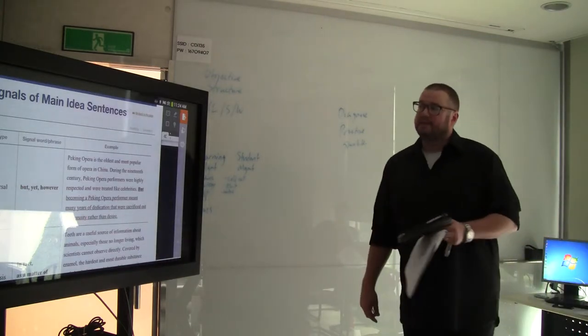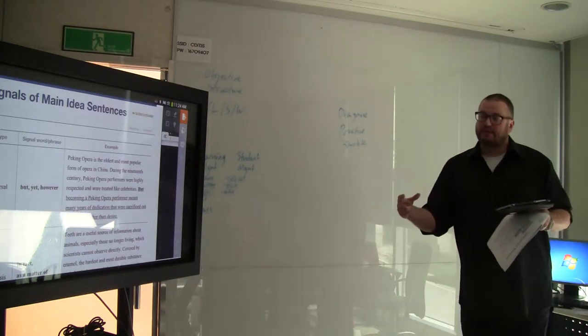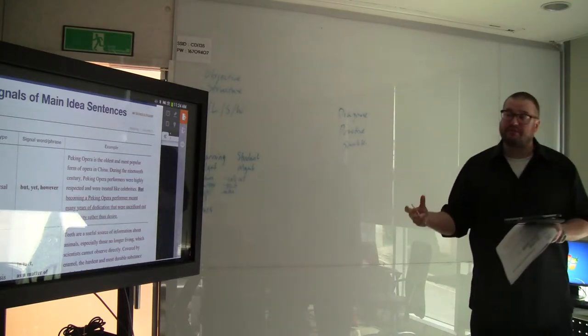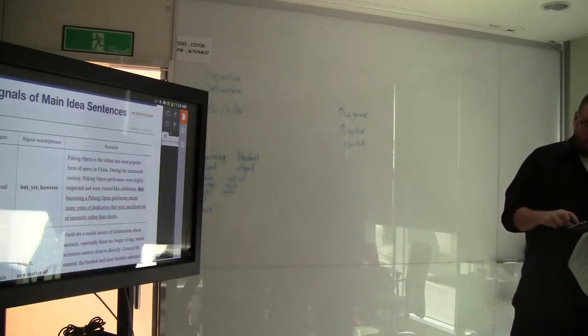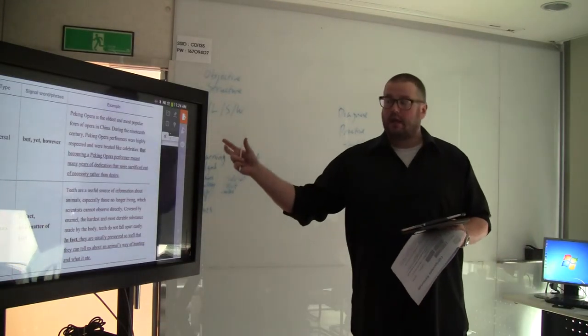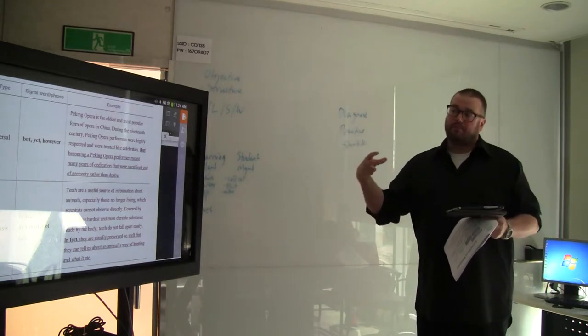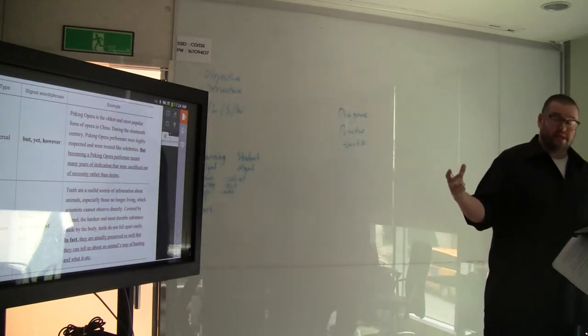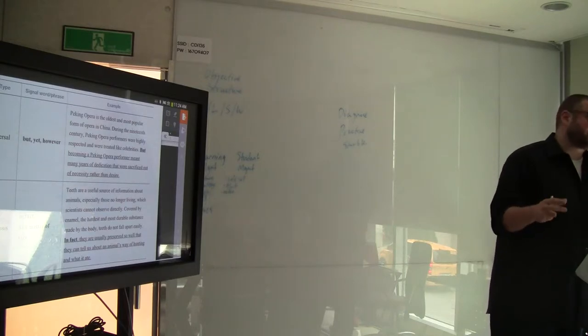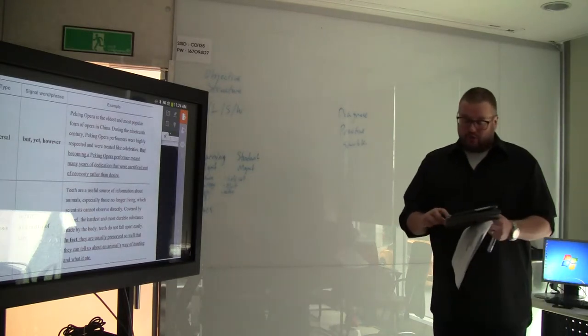So signals of main idea sentences. These are the keywords or phrases that signal to us, once we've identified the topic, what we're going to specifically say about the topic. The students will have access to this. It also appears at the end of the lesson. They want to really become familiar with this, because it's repeated in all the different question types and all the different passages. It's structured the same way. And so you go through and give examples.